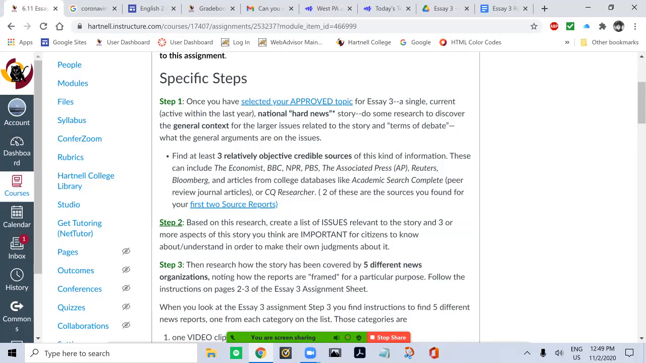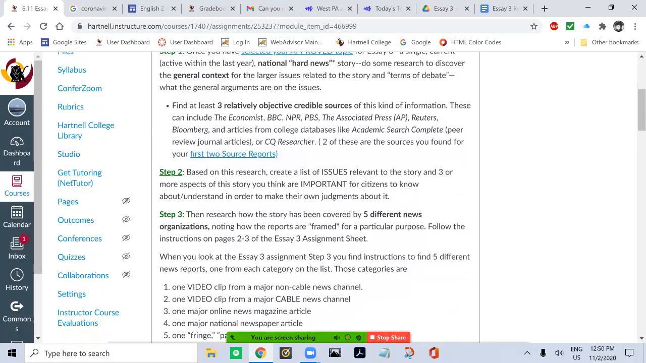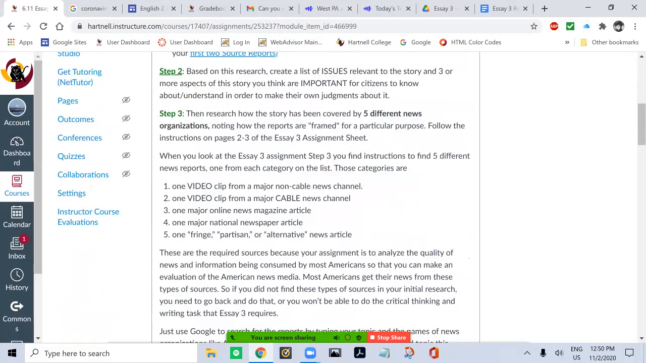And then after you've done that, and by the way, 2 of these you were asked to write source reports on, after you've gathered your basic facts about your story, the next step is to find the reports that you're going to analyze. You're going to use this information to analyze the reports you find in each of these 5 categories, starting with one video clip from a major non-cable news channel.